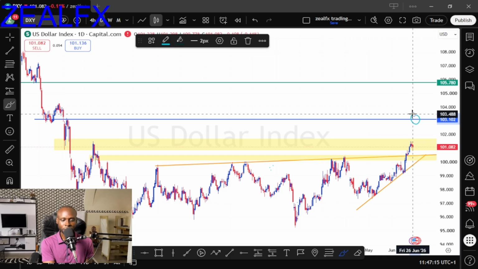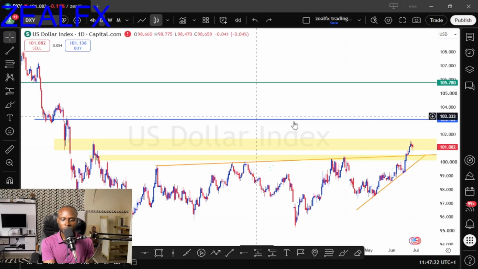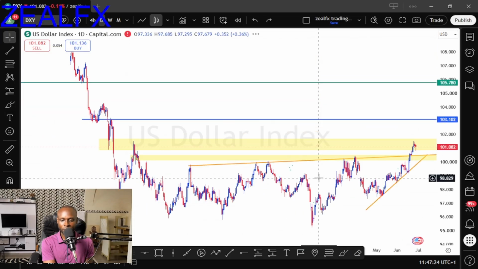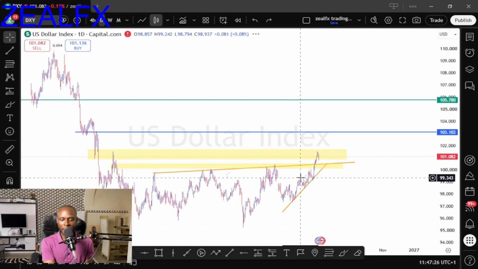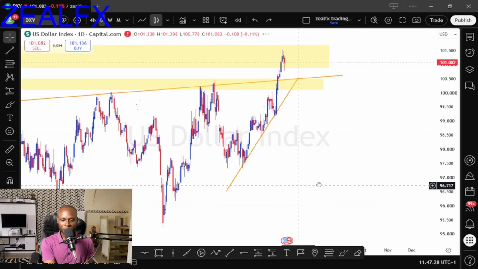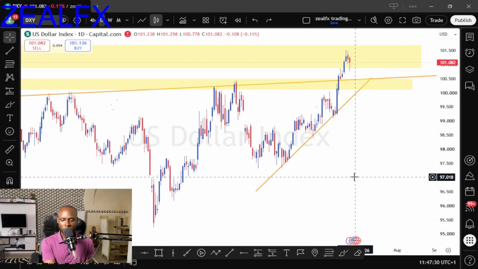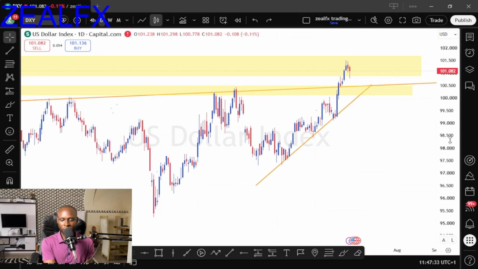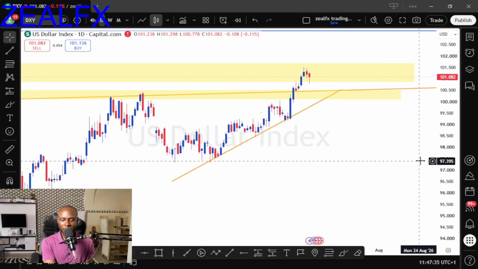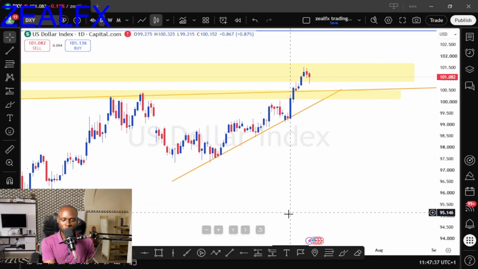So let's point out the area that will trigger that big move for the dollar index this coming week. Let's look at the daily time frame. On my daily time frame, I've already plotted out all the levels I'm expecting price to move from this week. We have two levels here, and I'm expecting price to react to these two levels before making any further decision.